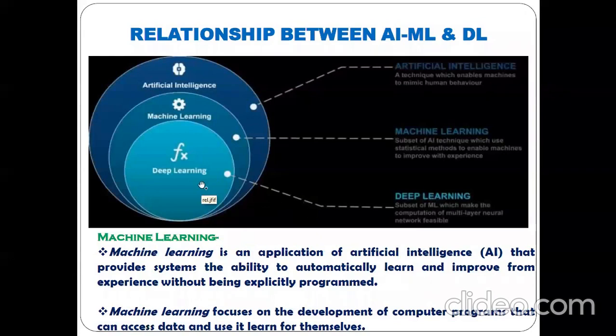Okay. Now come to its other subtype, that is deep learning. Here I have mentioned deep learning is a subset of machine learning which makes the computation using a neural network. Now you have to understand deep learning. Let me give you an example. Suppose you are moving outside of your home, and you might be in the garden. There you find that two people are fighting with each other.